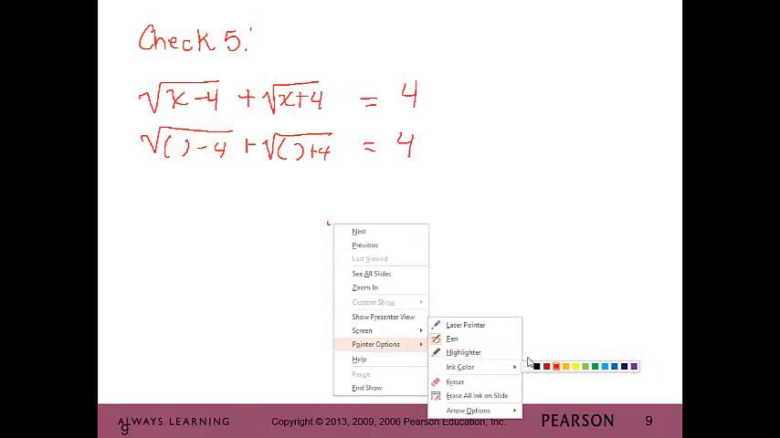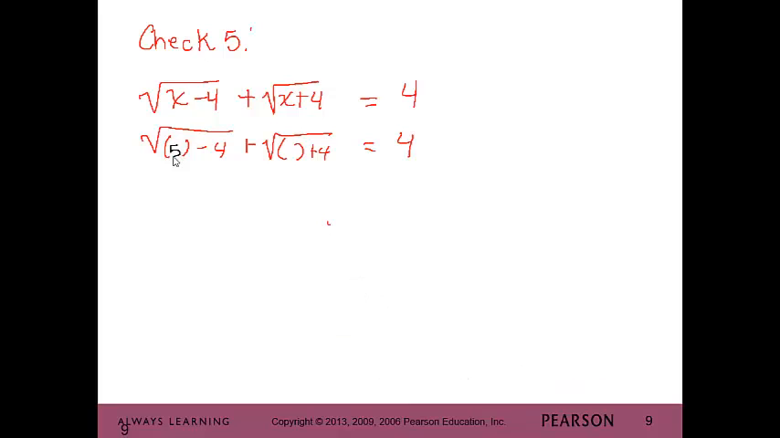And this is going to be 5. And 5 minus 4 is 1. And 5 plus 4 is 9. Equal to 4. And the square root of 1 is 1. The square root of 9 is 3. And 1 plus 3 is 4. Alright, so it checks. So x is equal to 5.